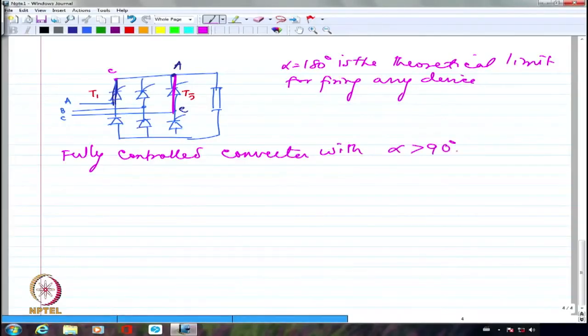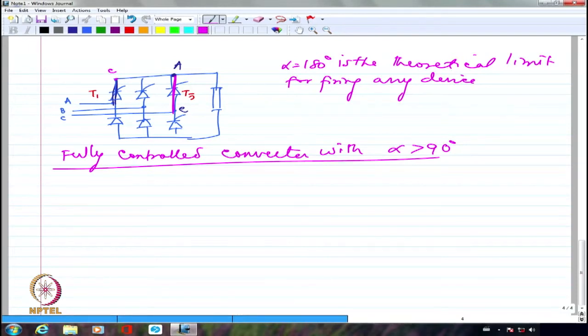Alpha greater than 90. I can't help but I have to take some kind of active load, like a motor. Otherwise, we will not be able to really say from the DC side whether we will be able to feed back the power. DC side only resistance, it will not be able to feed back any power. Inductance is a passive element. It may store some energy, but it will again not be able to generate anything. So let us take a DC motor drive.